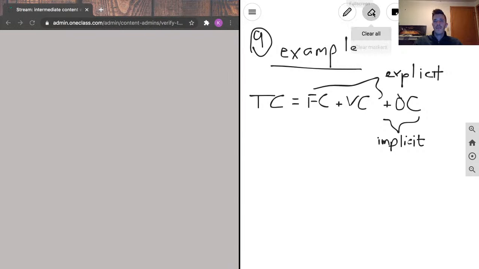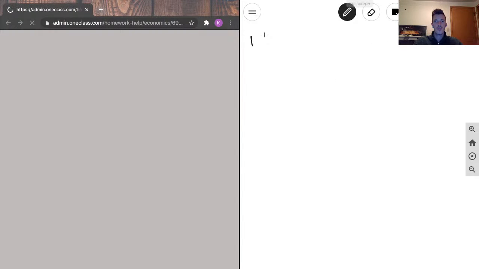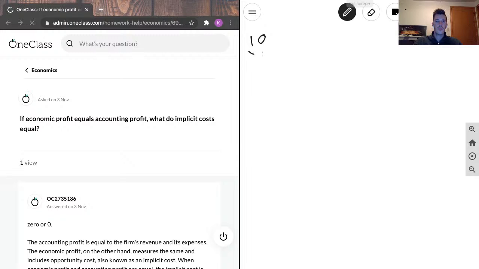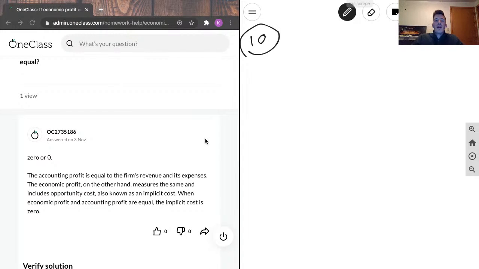Now we can move on to number 10. Beautiful, right? Just what we were talking about. If economic profit equals accounting profit, what do implicit costs equal? And our Janine The Tutor has written 0, which is correct. The accounting profit is equal to the firm's revenue and its expenses. The economic profit, on the other hand, measures the same and includes opportunity cost, also known as an implicit cost. When economic profit and accounting profit are equal, the implicit cost is 0. So I'll just draw that up for you real quick.